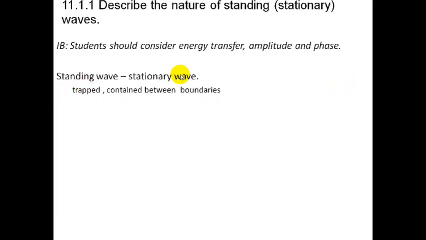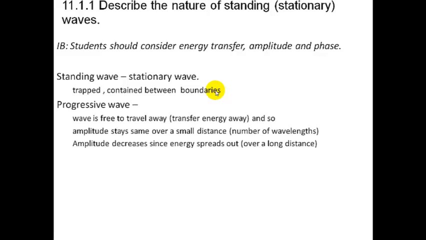So a standing wave or stationary wave is basically trapped between two boundaries. The energy is trapped; the wave is not able to go outside of these two boundaries. A progressive wave, however, is free to travel away, beyond any boundaries.